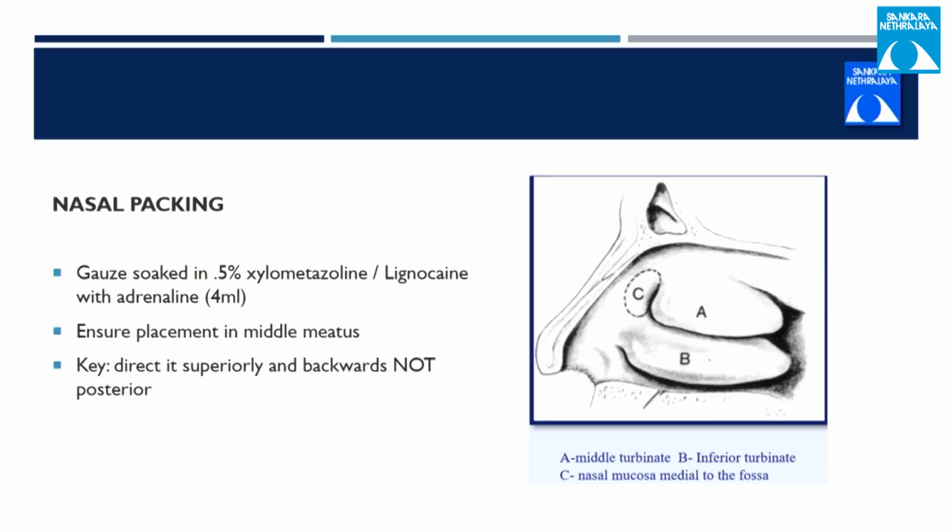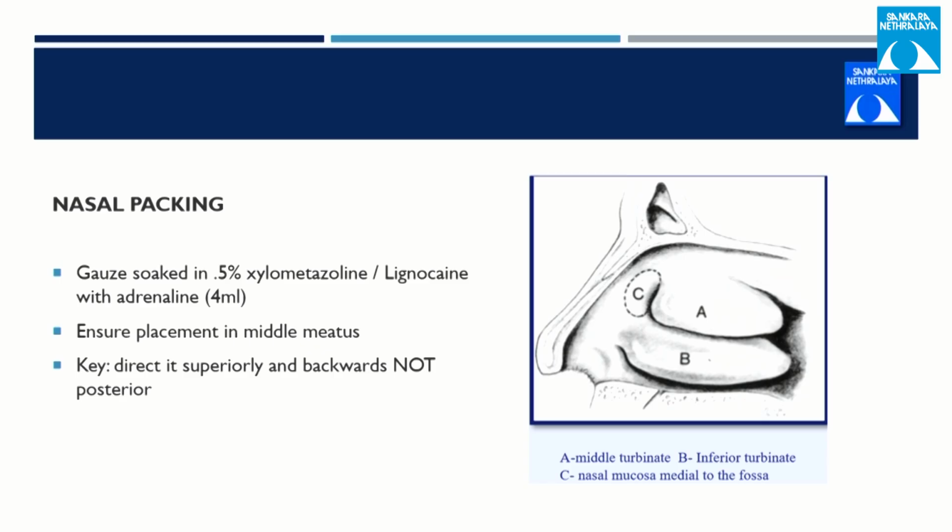So nasal packing. We use a gauze soaked in xylometazoline or Otrivin, and lignocaine with adrenaline. We then place the gauze. We pack the gauze in the middle meatus, and we direct it superiorly and backwards, and not push it posteriorly, ma'am. Why? Because it could go into the hypopharynx. So basically your pack has to be in the middle meatus area.